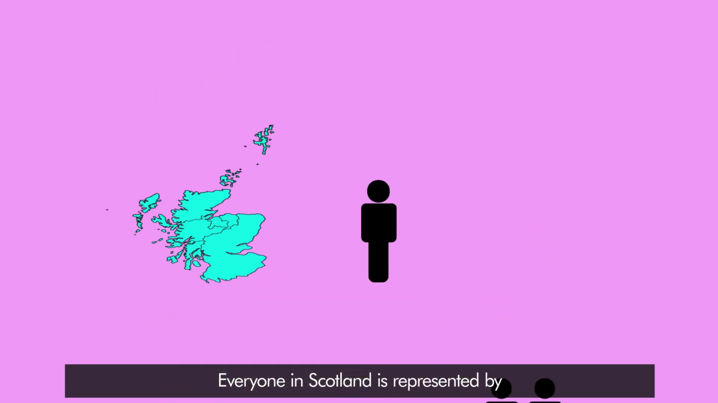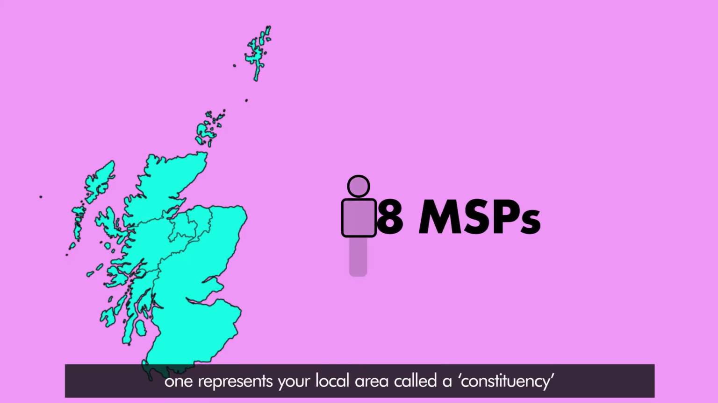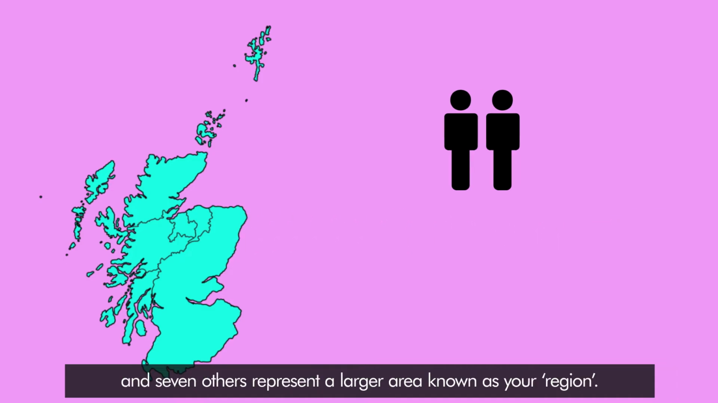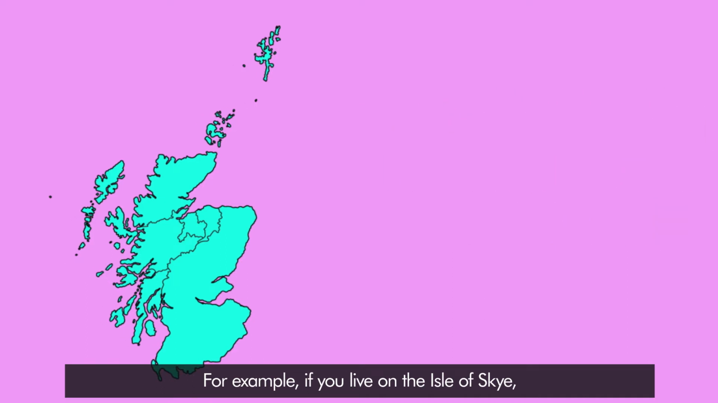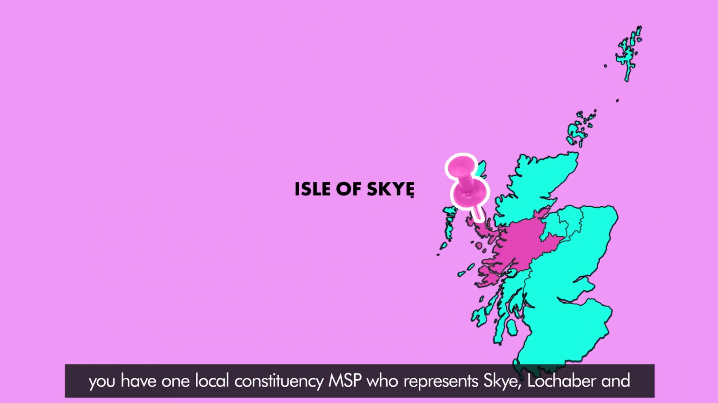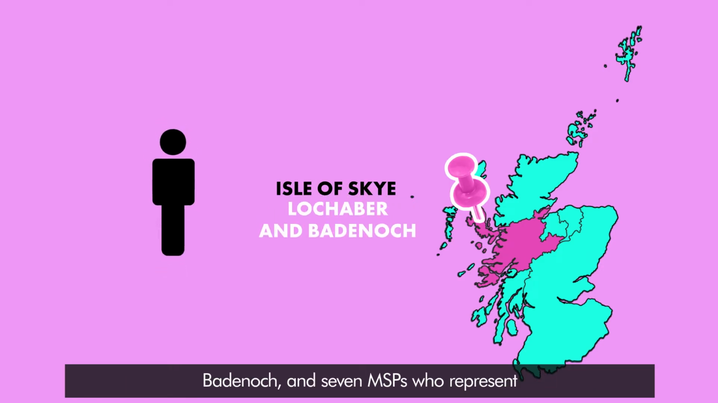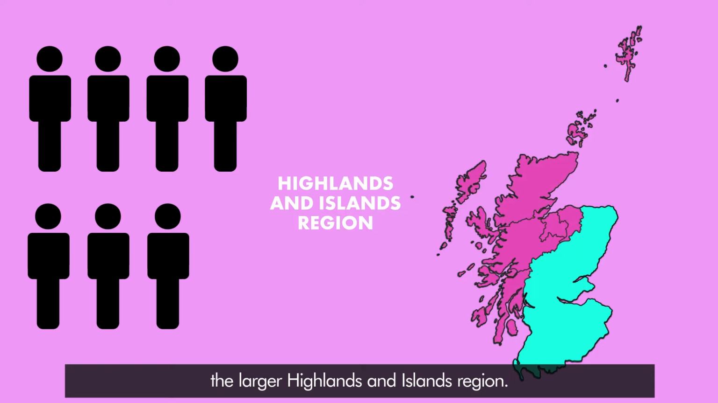Everyone in Scotland is represented by 8 members of the Scottish Parliament. 1 represents your local area, called a constituency, and 7 others represent a larger area known as your region. For example, if you live on the Isle of Skye, you have 1 local MSP who represents Skye, Lochaber and Badenoch, and 7 MSPs who represent the larger Highlands and Islands region.